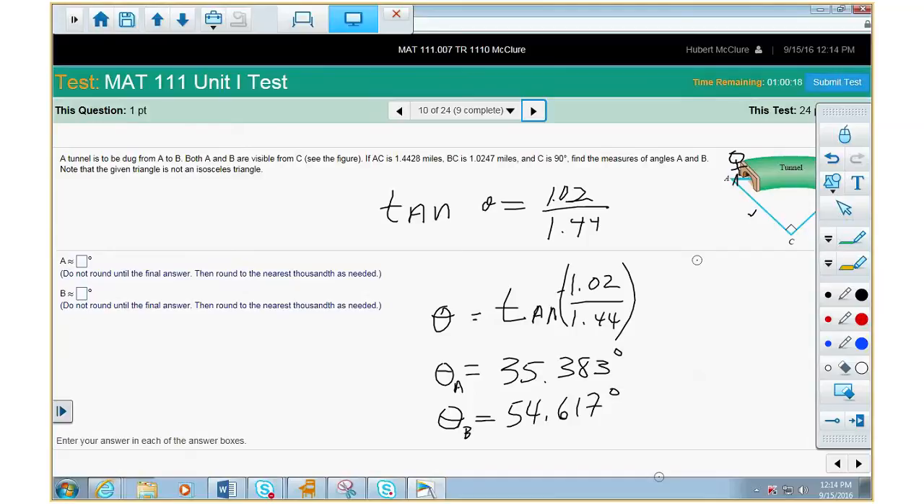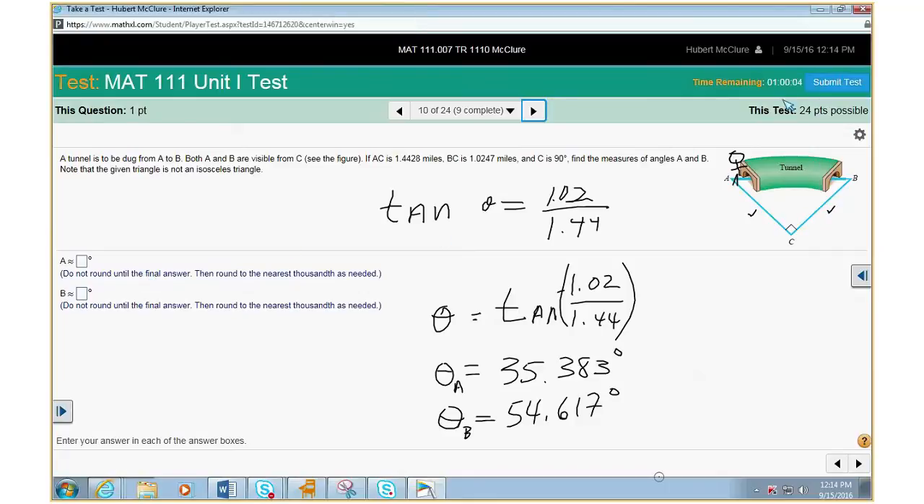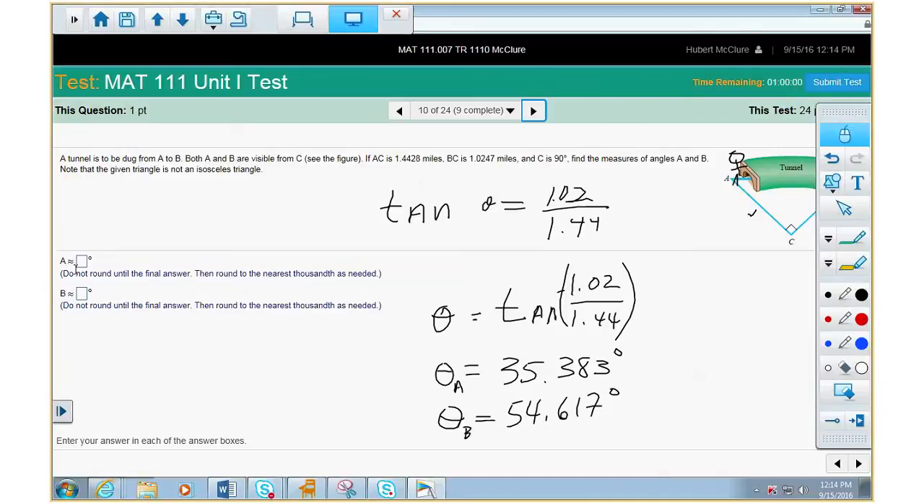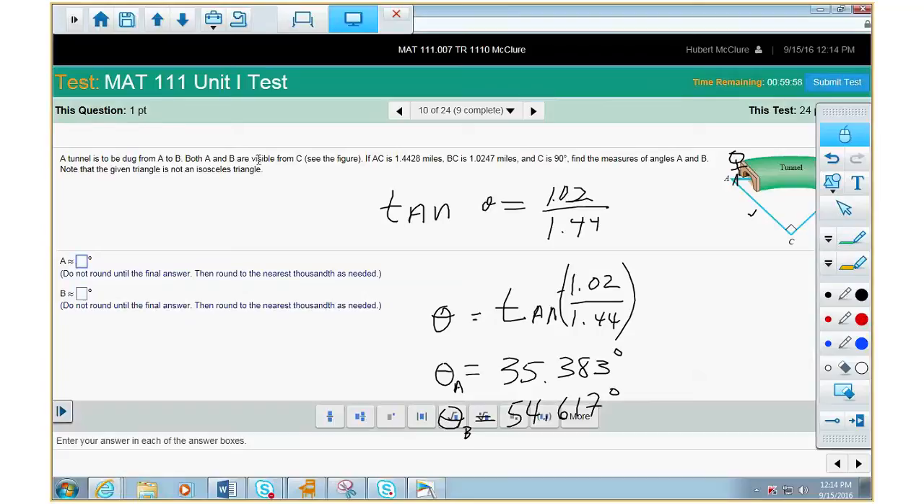You could have done it another way, but you would have had to get the hypotenuse by using Pythagorean theorem. And if you want to do that, that's fine, but what are you fighting on a test? Time. So you need to try to do it as simply as possible. 35.383 and 54.617.